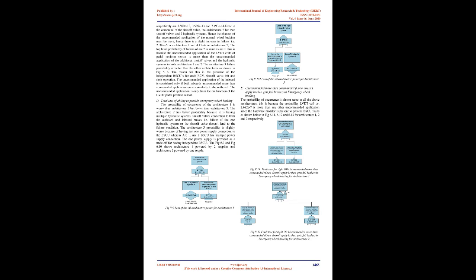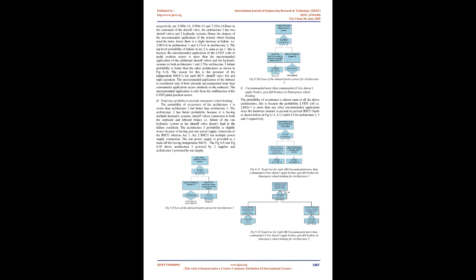The possible way of reducing single-order cut sets is by providing multiple systems or components performing the same function. This helps to prevent single-order cut sets. C. Uncommanded more than commanded: crew doesn't apply brakes, gets full brakes, in normal wheel braking. There are no single-order cut sets present in any of architectures 1, 2 and 3. Hence the no-single-failure requirement is met for this failure condition.